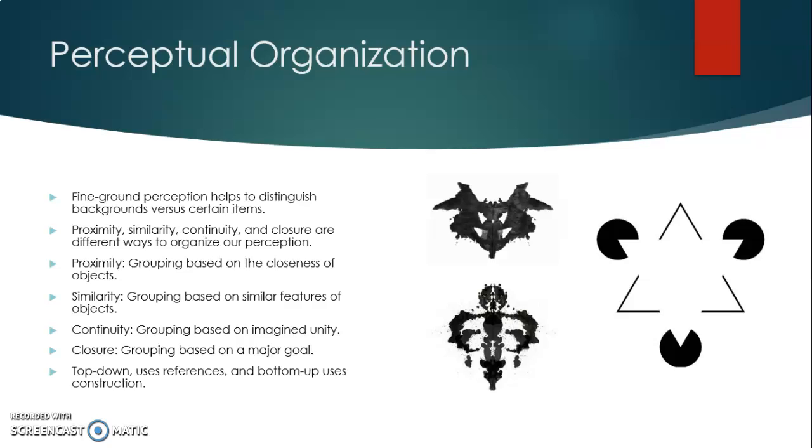Closure is grouping based on a major goal, such as the design next to the ink splotch. There are 2 triangle outlines that can be made and 3 circles that can be made out of that, but they're not actually complete, as you can see in the diagram. The final forms of grouping are top-down and bottom-up. Top-down uses a reference as a guide to imagine the task, like a blueprint or schematics to something being built. Bottom-up is being given all the materials to build something, but with no visual guide to it.